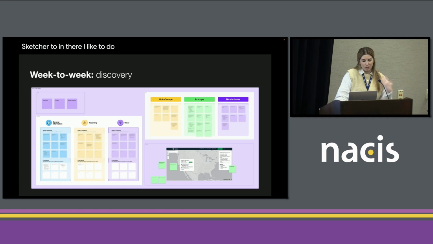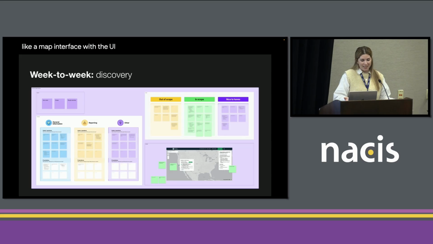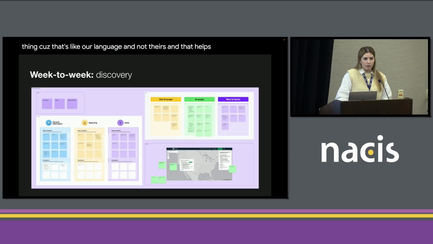And sometimes we'll throw a sketch or two in there. I like to do that usually pretty early to make sure when I say a map interface with UI on top of it, that we're talking about the same thing, because that's our language and not theirs. And that helps a lot too, to get a sense of, is this what you had in your mind, or are we on a totally different page?